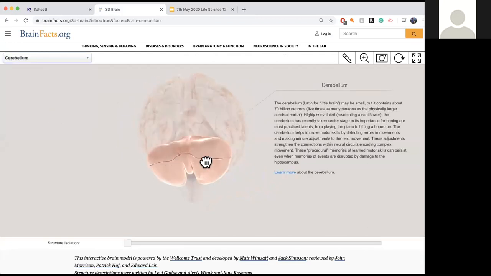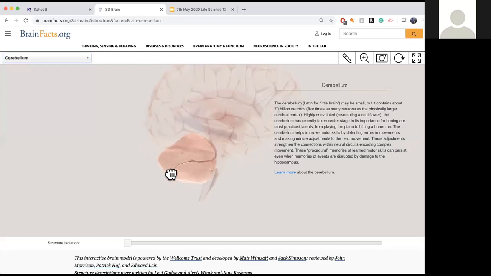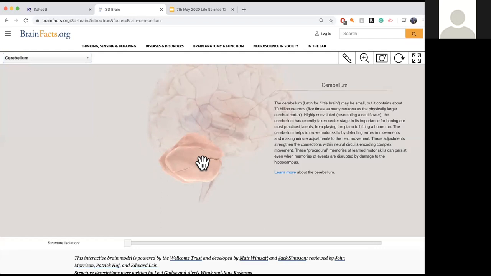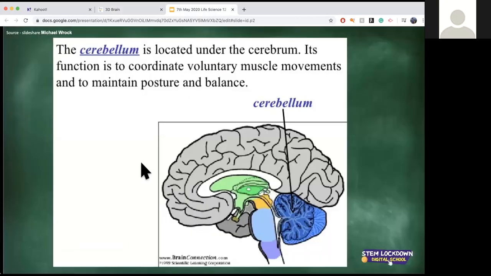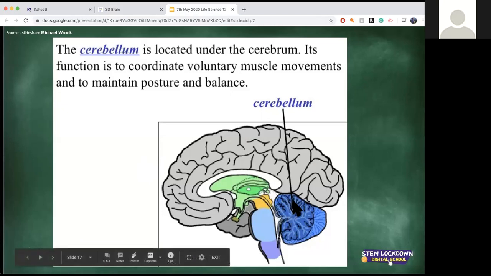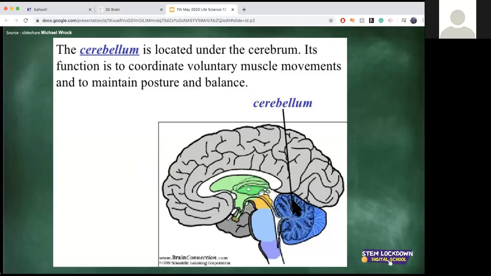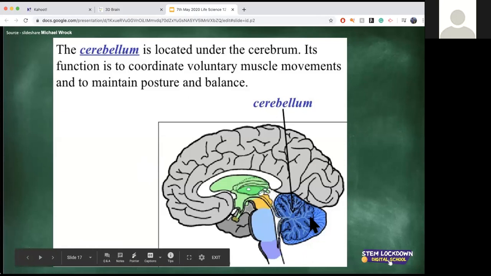So the cerebellum, and this is Latin for little brain, because it looks like a little brain, is very small, but it contains up to 7 billion neurons. This is highly convoluted, exactly like the cerebrum, and this is just so that it optimizes the number of neurons it can fit into your skull. So the cerebellum is just under the cerebrum, and this, remember, cerebellum means little brain. So if you have to label it, it's the one that looks like a little brain.